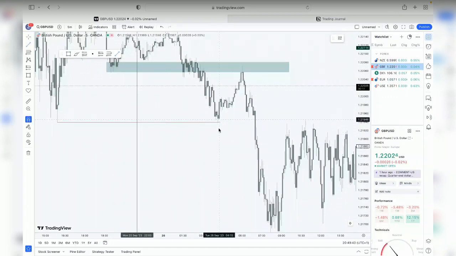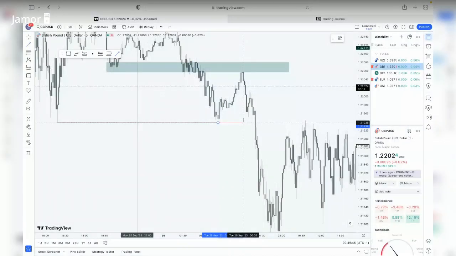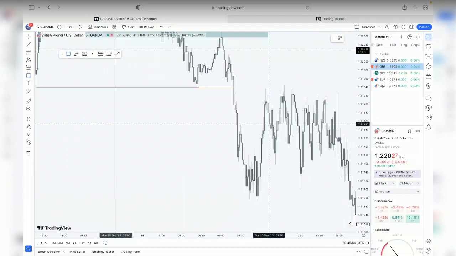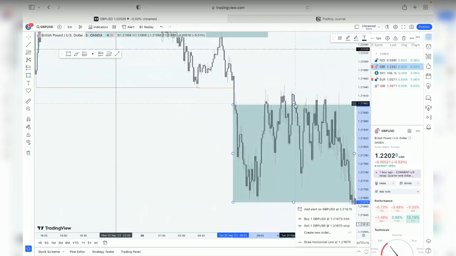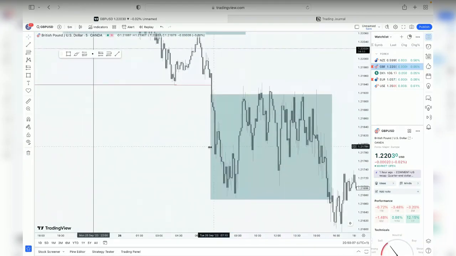Would I count this structure? Not necessarily, because I'm looking for the 7 a.m. structure. So this is what we had from 7 a.m. And you can see we consolidated well here. My reason for not counting that structure is chances of retracing into it may be low. So let's see what happens by 7 a.m.